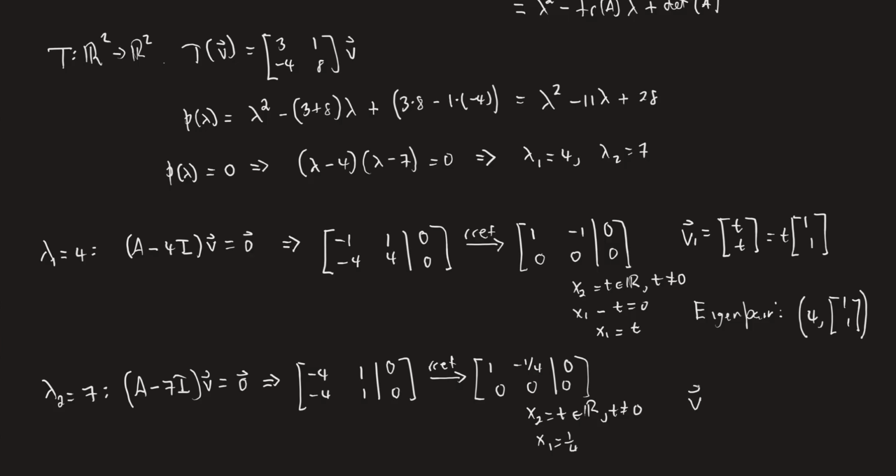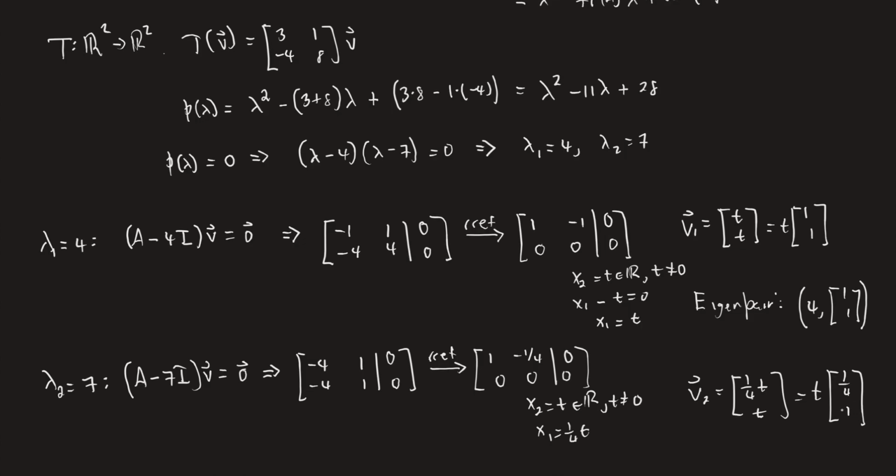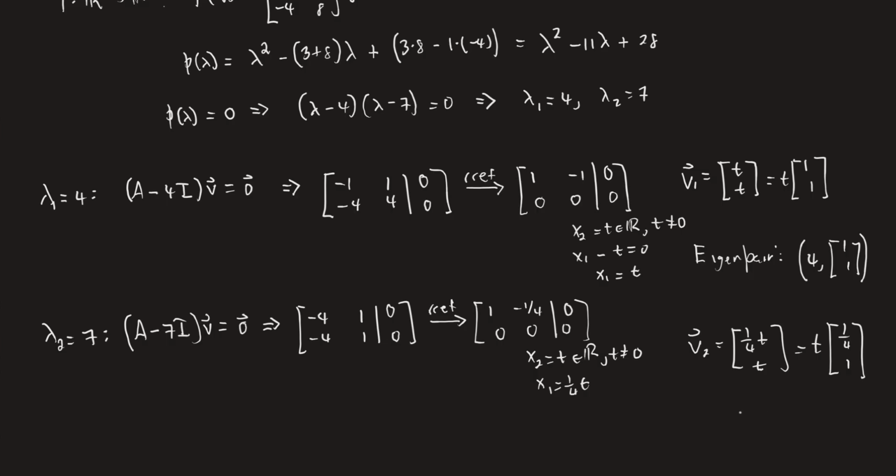So then the eigenvector associated with the second eigenvalue is of this form. Oh, I forgot my t. So it is 1/4 t, and then t. And then if we wanted to, we could say that all non-zero scalar multiples of 1/4, 1 is an eigenvector associated with lambda equals 7. So in this case, the eigenpair is 7 comma 1/4, 1.